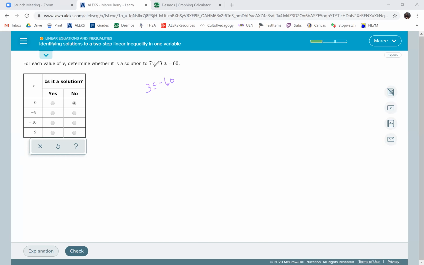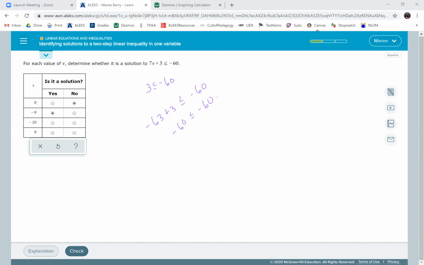We're going to try -9 times 7. -63 plus 3 is -60. Is that less than or equal to? It is. So if you have the equal to sign, these two can be the same. If you do not, then they cannot be the same. So let's see, -60 is equal to. So that's a yes, yes.